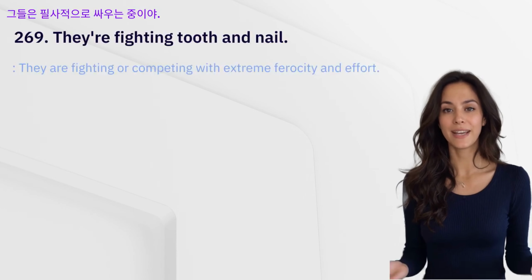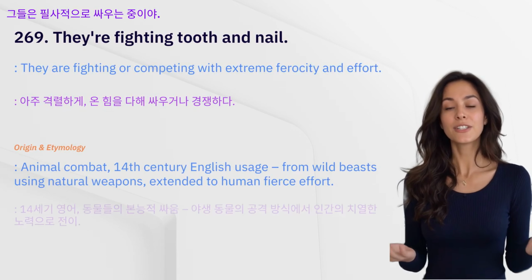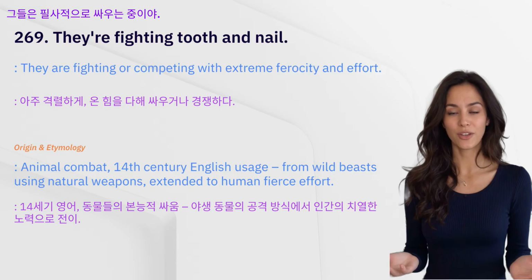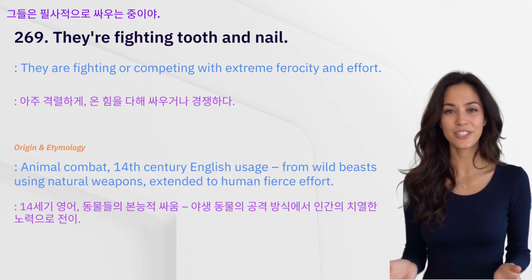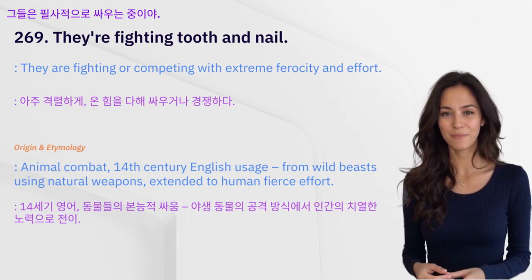Today's idiom is "they're fighting tooth and nail." This vivid expression describes people or groups engaged in a struggle with extreme ferocity and effort, using every possible means. Imagine an animal fighting for its survival, using both its teeth and claws.